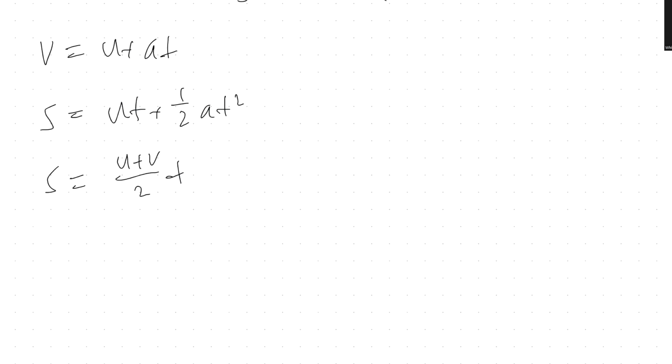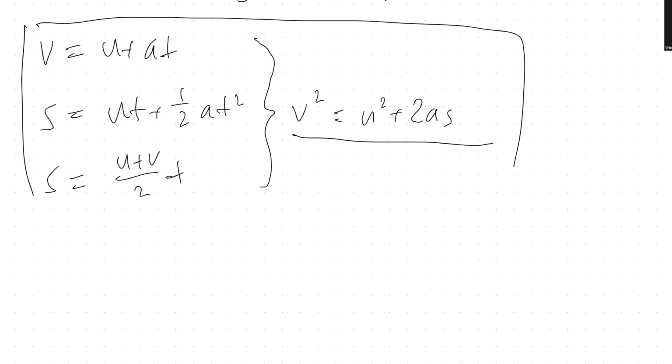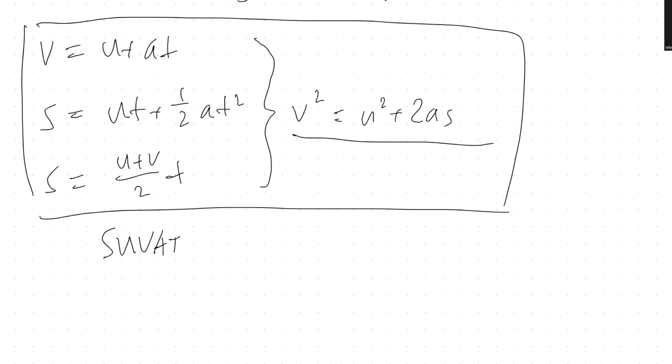And actually, we can have one more equation. If we combine these three equations and do some math, what we can get is that v squared equals u squared plus 2as. So this is our fourth equation that we can derive mathematically from the other equations. And so in the end, we have these four equations. These are the suvat equations, which describe the motion of an object. And with these equations, we can go on to solve different kinematic problems and understand the motions of objects better.